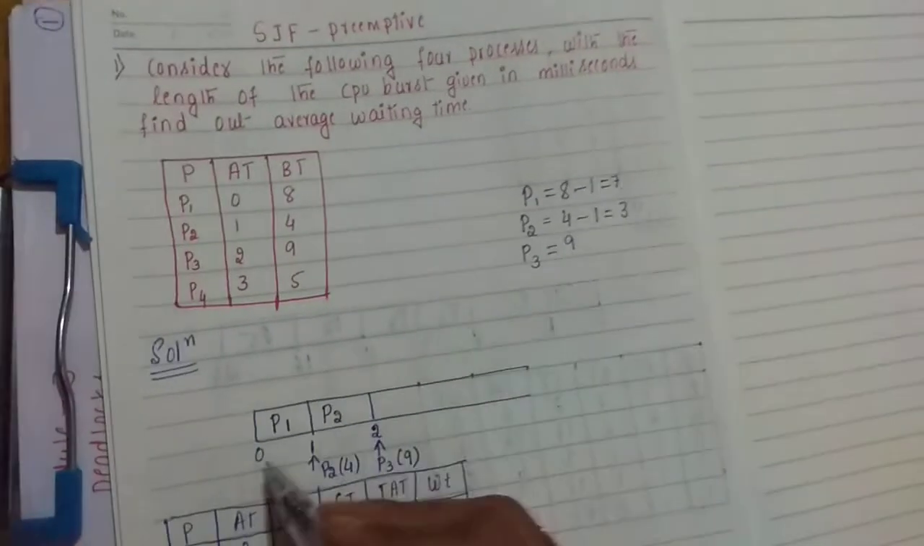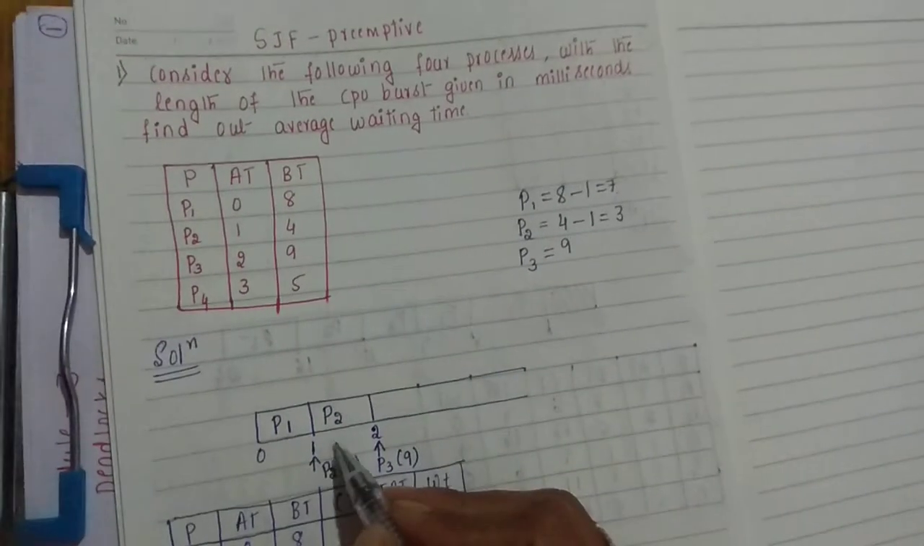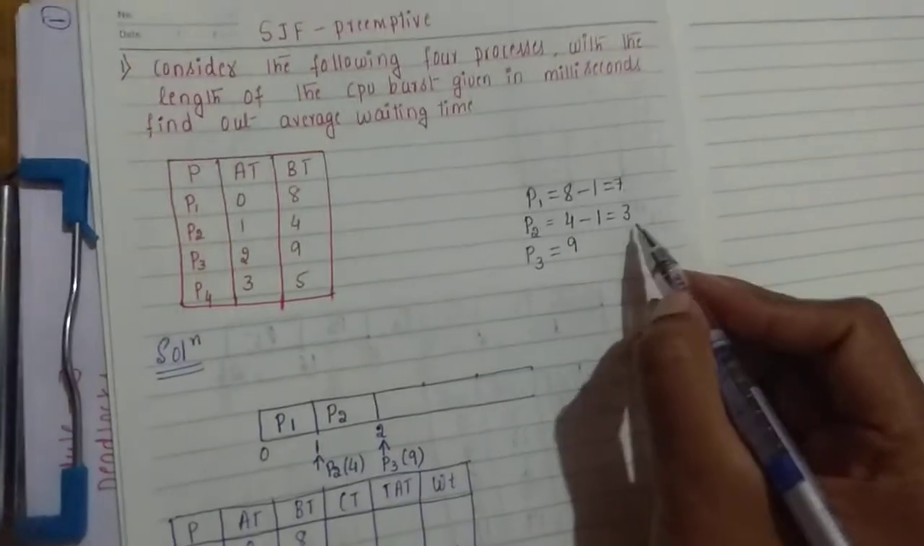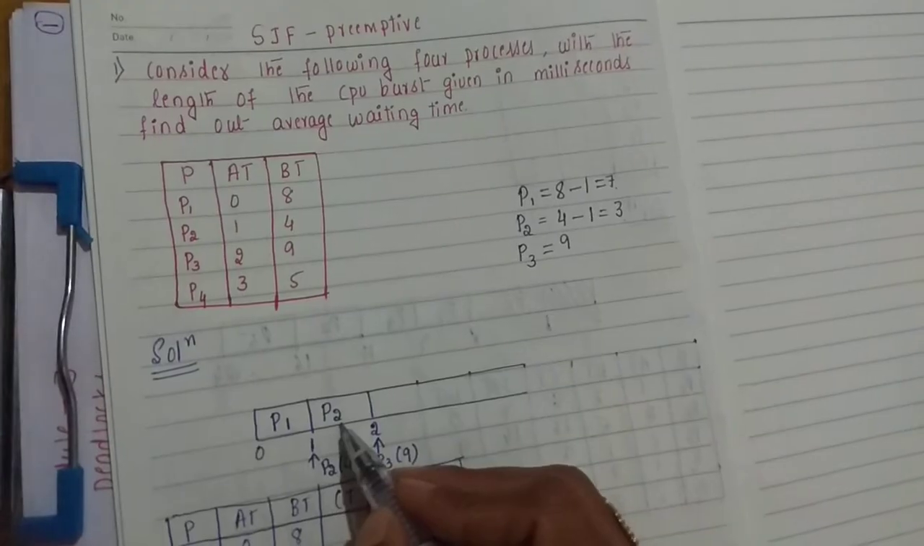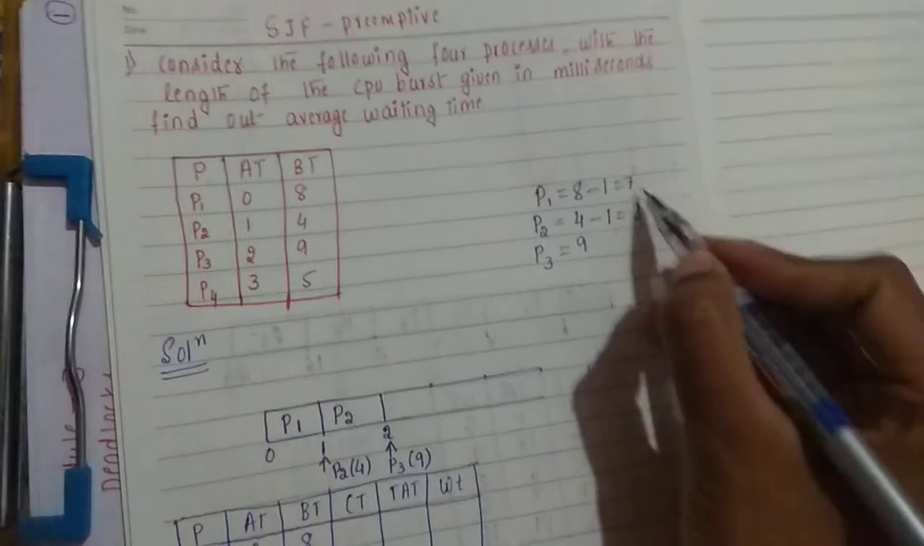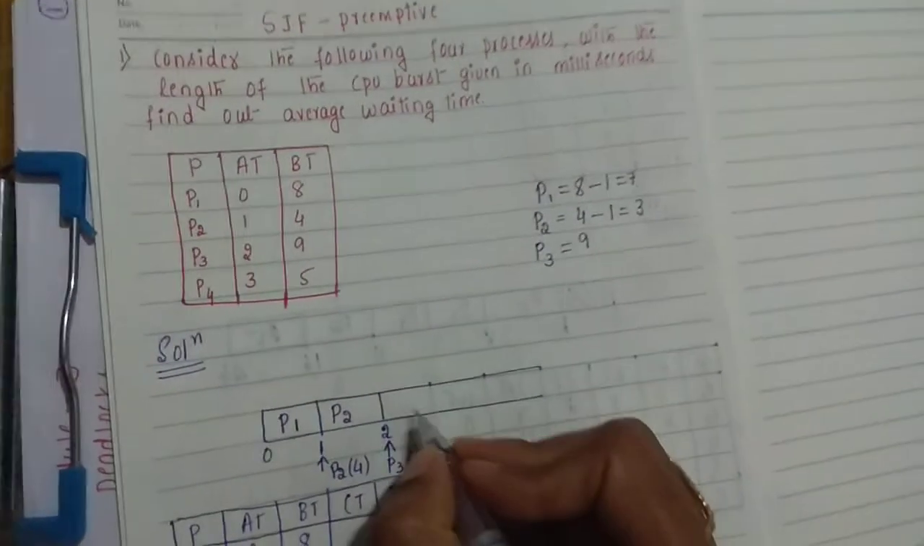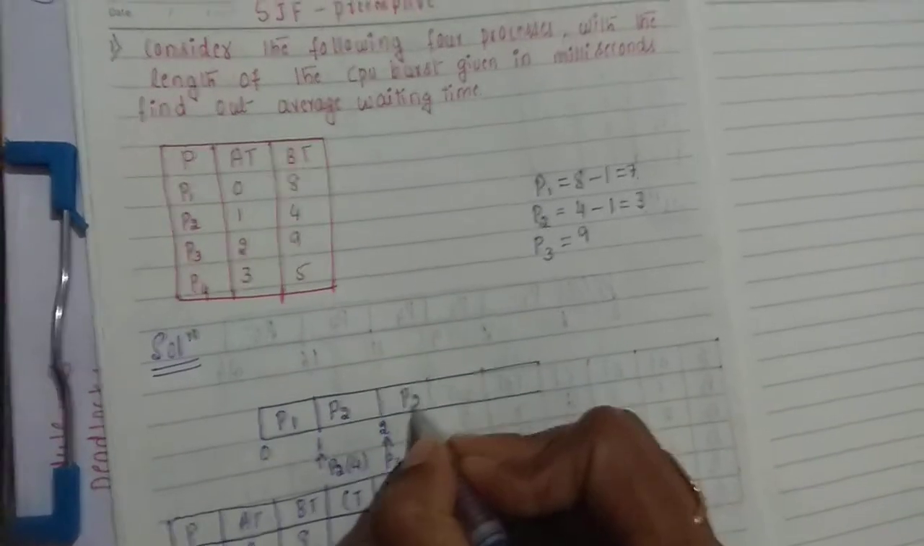Process P1 already was altered, that is it is having 7 milliseconds. Process P2 is also altered, so it is having 3 milliseconds because 1 millisecond is executed. And now we have P3 also. So compare these three: 7, 3, 9. Who is having least burst time? That is process P2. So then allow P2 only.